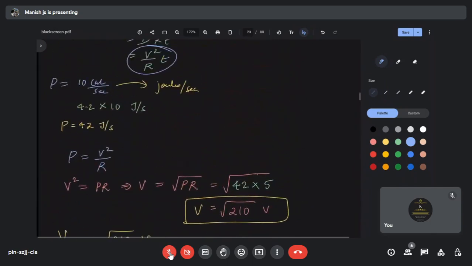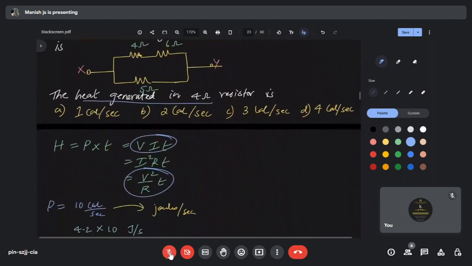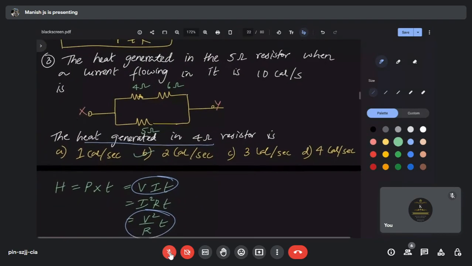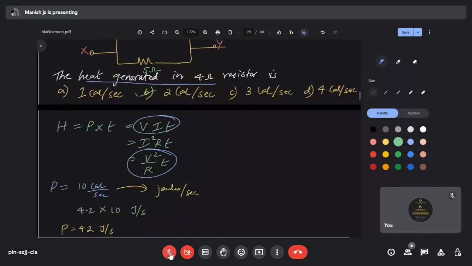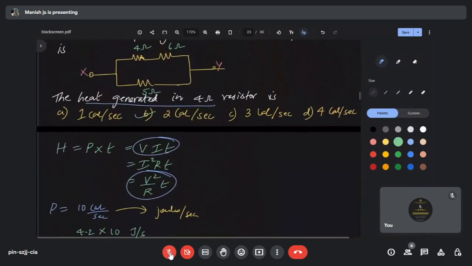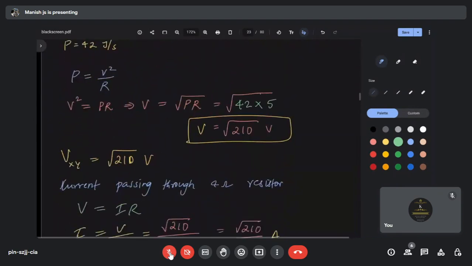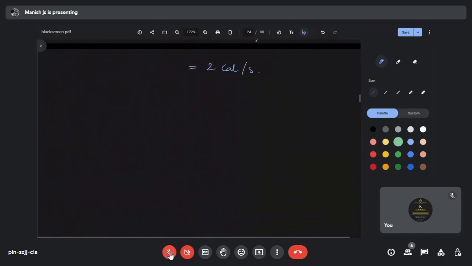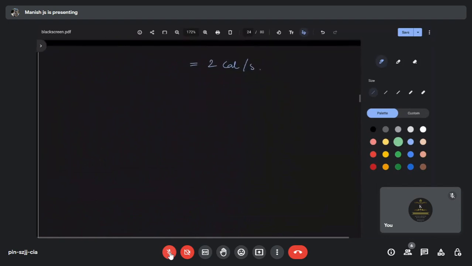So the correct option is B. Option B, 2 calories per second. So this is how you will do this question. This is quite simple. So once you know how to approach, things would be at ease. So இந்த மாதிரி தான் நம்ம solve பண்ணனும் இந்த question. We move on to the next model. Is it clear this question? Yes, sir. So conversion from calories to joules, joules to calories, that you need to keep in mind. So we'll move on to the next model.